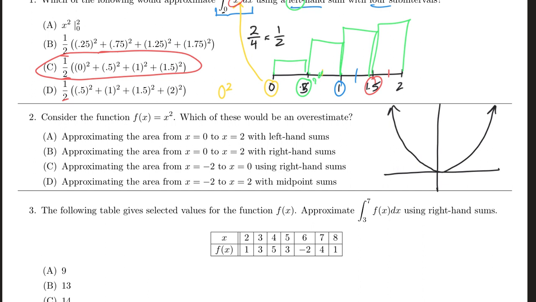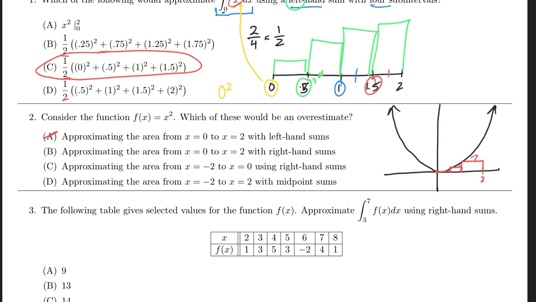We're going to do a couple different Riemann sums. So we're going to go from 0 to 2, let's just say 2 is there, using left-hand sums. If I do that, start at 0, I'd have the left-hand side, then the left-hand side, then the left-hand side. And look at that, I'm missing some pieces of the area I actually want. So this is an underestimate, not an overestimate.